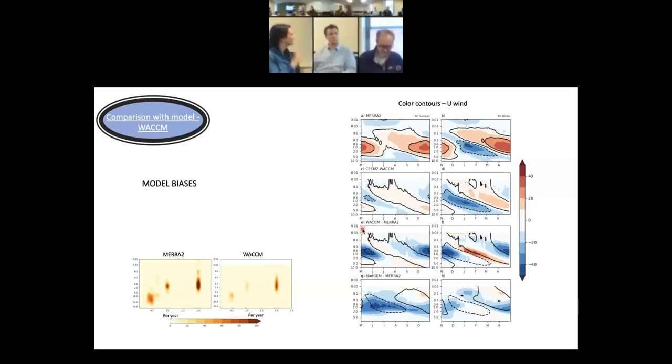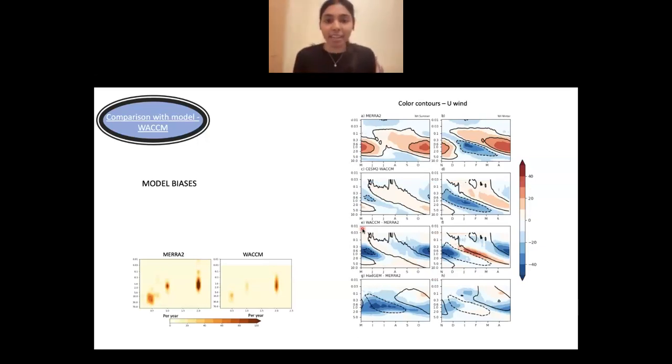Okay. Now we will compare the model and reanalysis. So here I have used vacuum, but in this Smith et al. paper, she has shown that all the models have this easterly bias, and I just have HadGEM also here for comparison. So first, I'll focus on the biases.